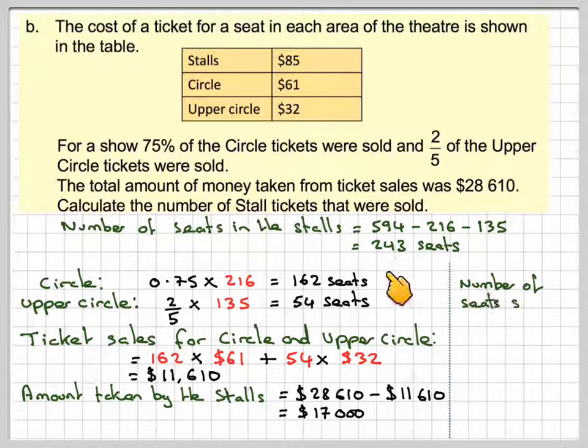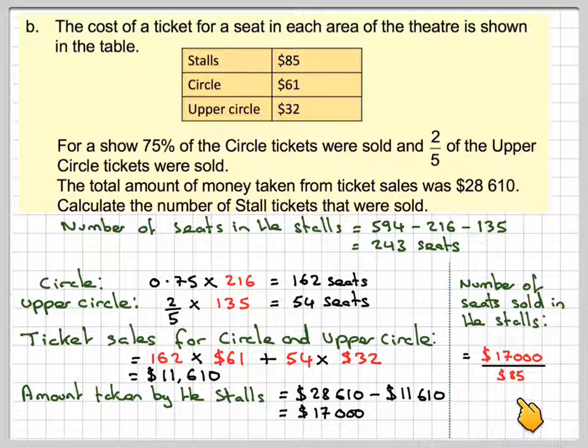Right, we know there are 243 seats in the stalls, so if we take 17,000 and then divide it by 85, because each seat was sold at $85, that will give me the number of seats sold. So there were 200 seats sold in the stalls and 43 were not sold.